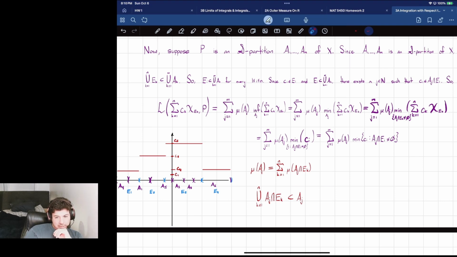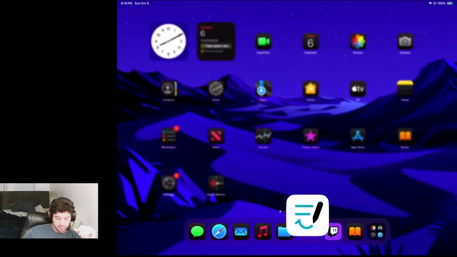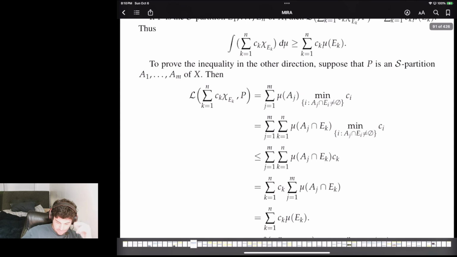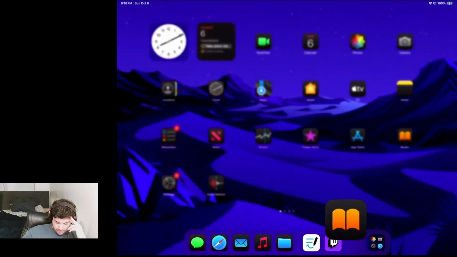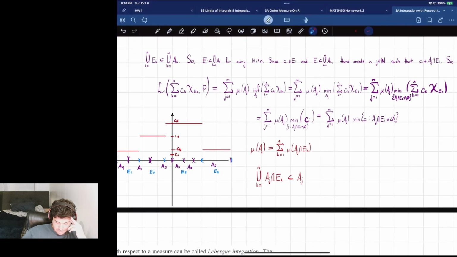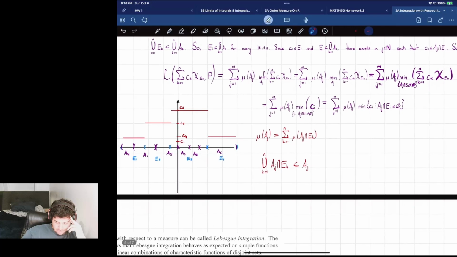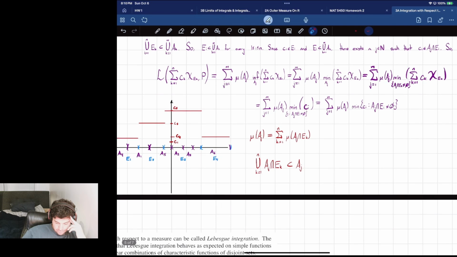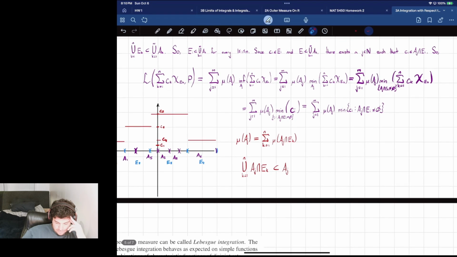Let's see. Go from this to this. Why does it become a double sum? Oh wait, I think I have it actually. The measure of AJ is actually equal to the sum of the measures of AJ intersect AK. That's true.